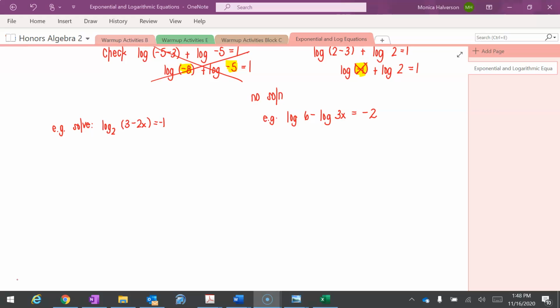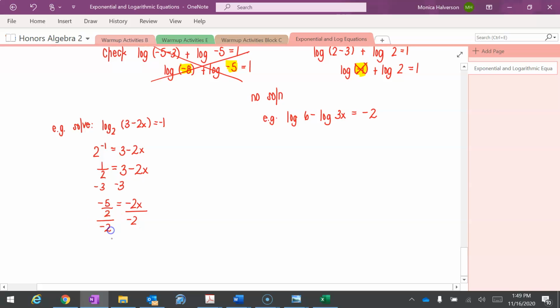All right, so let's solve the first one. We have already been in condensed form, so we are going to convert to exponential. So the base raised to the answer is equal to the logarithmic number. Okay, so 1/2 is equal to 3 minus 2x. We're going to subtract 3, and we get negative 5/2 is equal to negative 2x. And then we're going to divide by negative 2, and we're going to get 5/4 equals x. When we check, it works, and that is the solution.